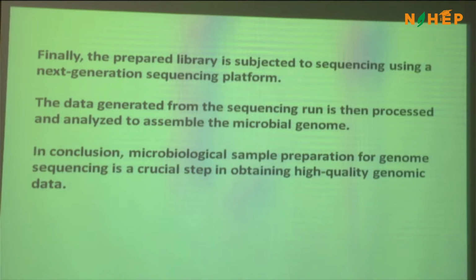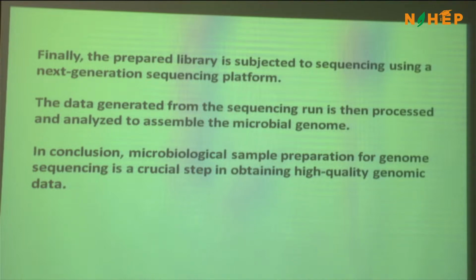Of course, this is a very important point. What I want to conclude here, in the first part of the three different approaches we're talking about, is that microbiological sample preparation for genome sequencing and metagenome sequencing is one of the most crucial steps in obtaining high quality genomic data. Remember, if that is wrong, the mistake will amplify with time and money, and time is money. All right? So keep this point.